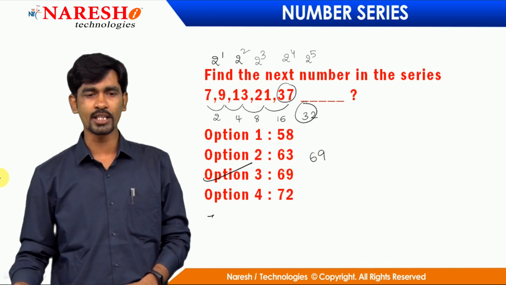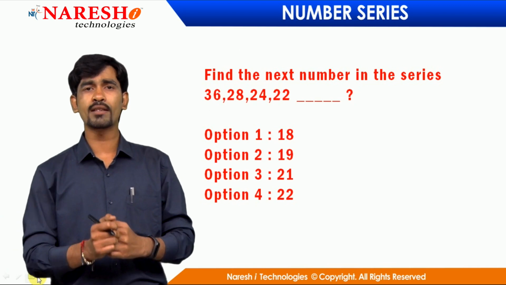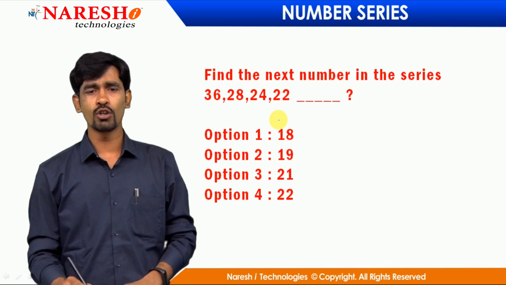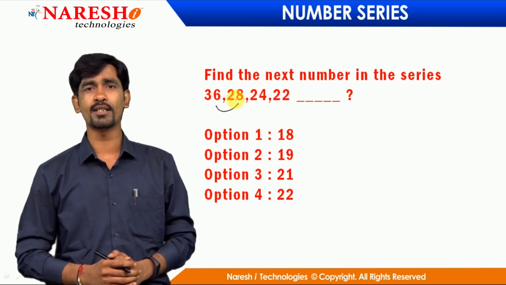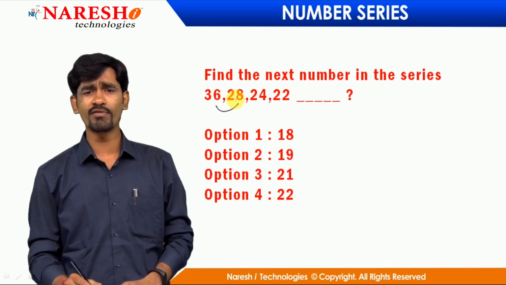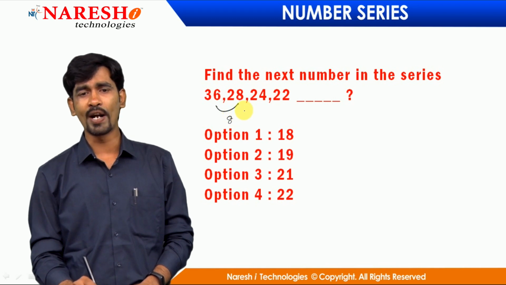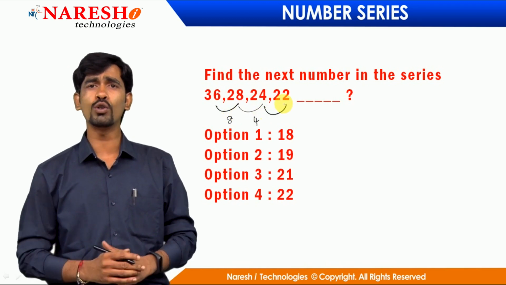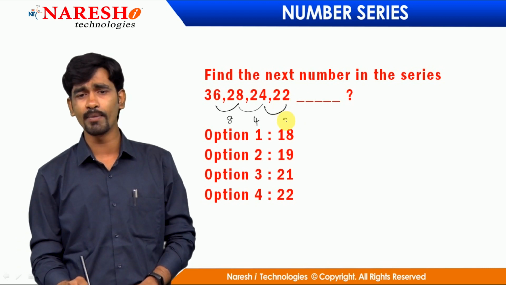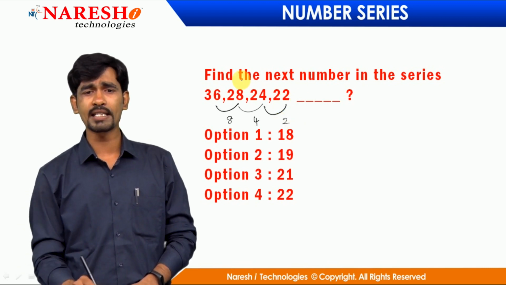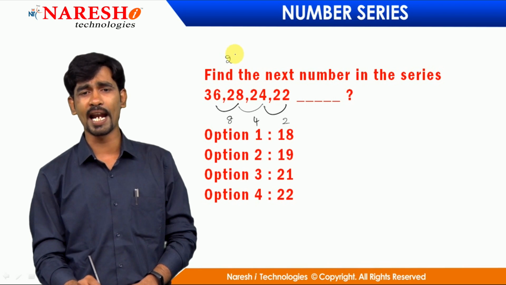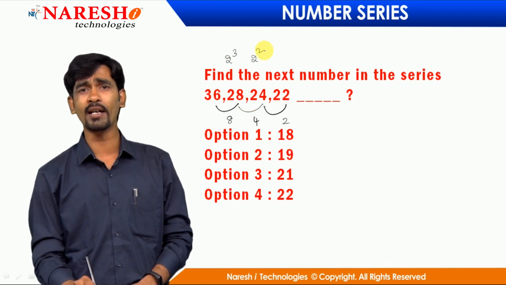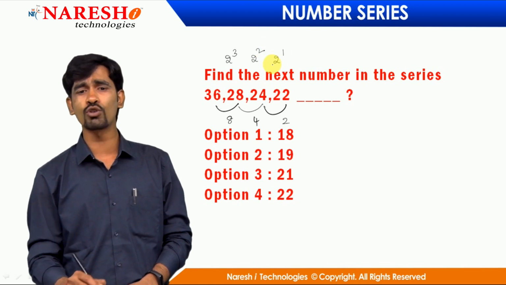Moving forward to the next question. It started with 36, 28, 24 and 22. It keeps decreasing. If you observe, 36 to 28, the difference is 8. 28 to 24, the difference is 4. 24 to 22, the difference is 2. So I can understand the pattern: initially it was 8, that is 2 cube. Next it is 4, which is 2 square. Next it is 2, which is 2 power 1.